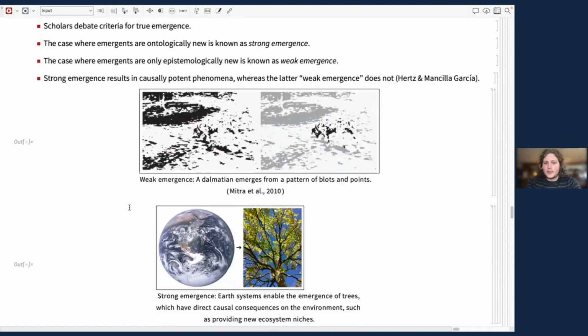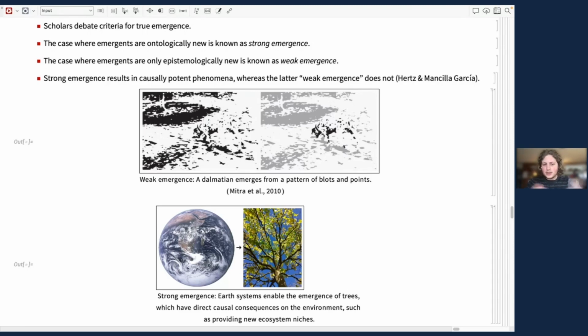So, for example, in this picture in black and white, if you focus a little bit on it, you can probably pick out that this is a picture of a Dalmatian. And so in a sense, we can say that the Dalmatian emerges from this pattern of blots and points. And this is probably weak emergence. I think it's fairly uncontroversial that this is weak emergence. The emergence of the Dalmatian, if it's causally potent, is very weakly causally potent.